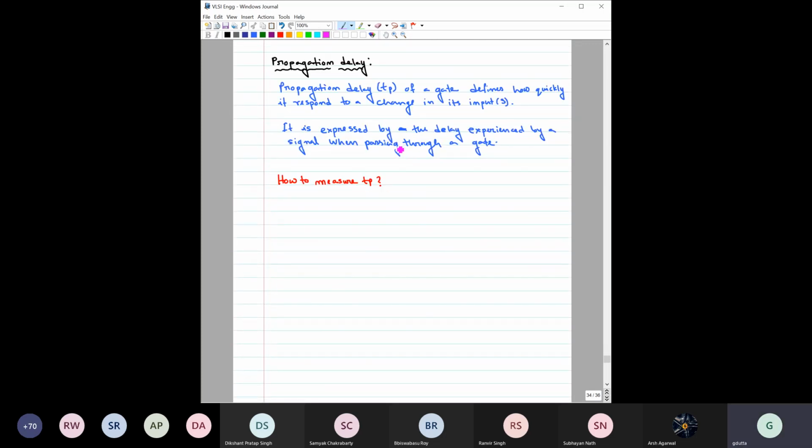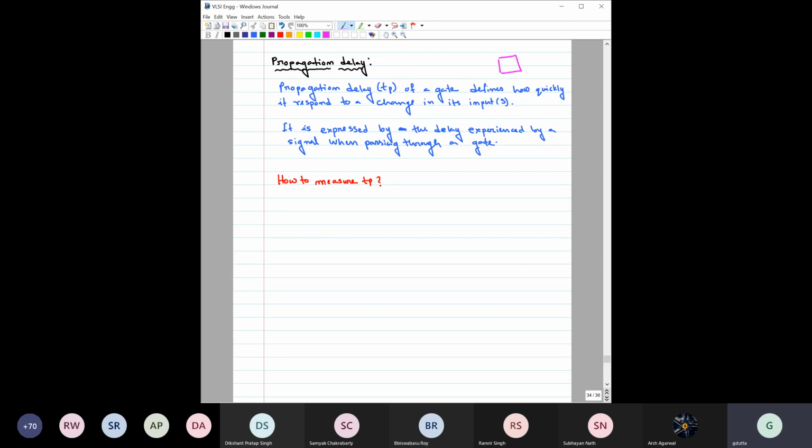Then another important topic, as I mentioned earlier, is the propagation delay. What do we mean by propagation delay, and how do we measure it? Propagation delay of a gate is basically how quickly the gate responds to a change of its input.